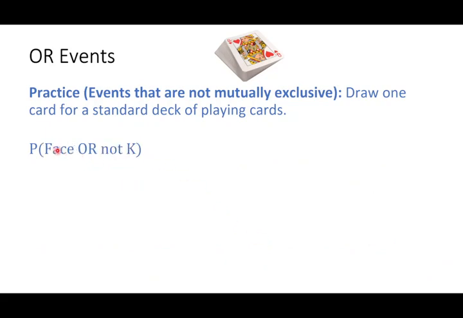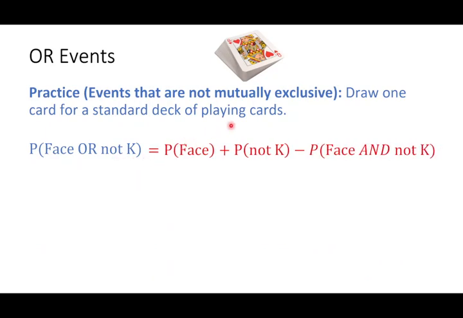One more example, face card or not king. Probability of face plus the probability of not king minus the probability of face and not king. So there's your face cards, there's your not kings, and there's your face cards that are not kings. That would be the jack and the queen times 4 suits. So if you think about this one, face cards or not king, almost every card's not a king. There's 48 cards in the deck that are not a king. So if we don't minus this out, we'd actually get 60 over 52 because we're counting things twice.